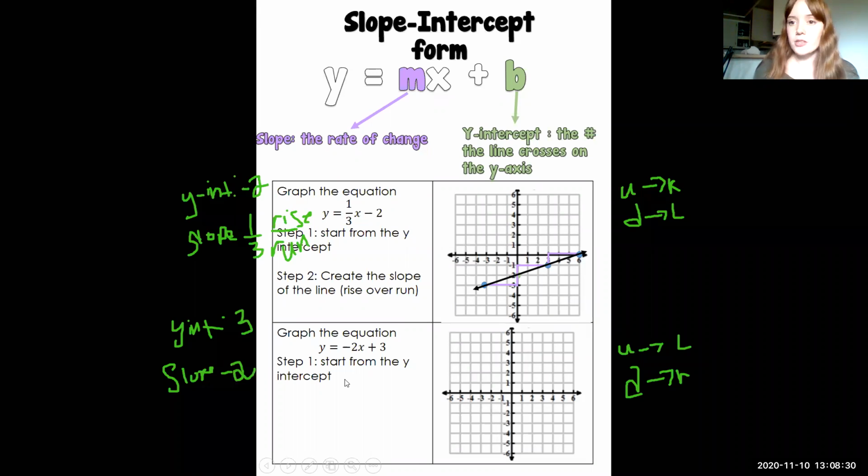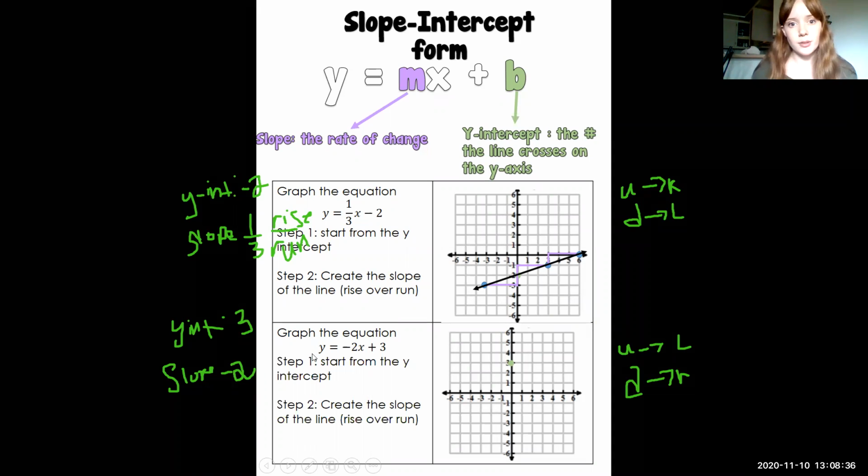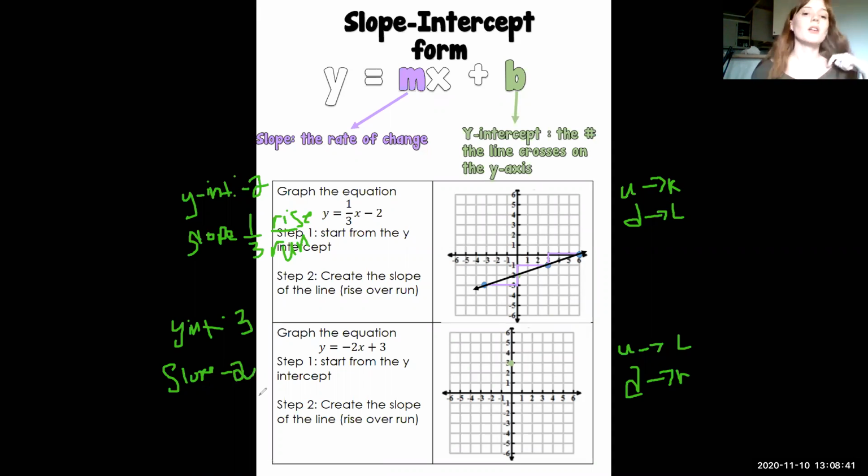We start from the y-intercept, so we start at 3. We put a little dot there. And then we have to do the slope. So we have to do rise over run. And you have to remember something from the last time we did this. The imaginary number underneath all whole numbers is a 1. So our rise is -2 and our run is +1.